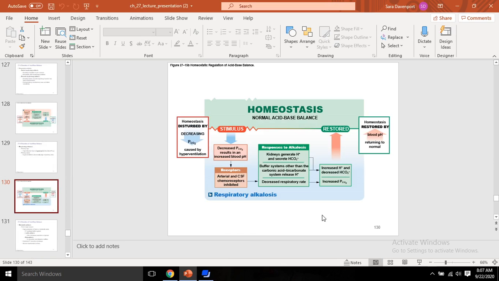Okay, so that's the end of our PowerPoint for this chapter. These are things that are important that are going to be on the test. So make sure that you study these specific slides and this information from your textbook.